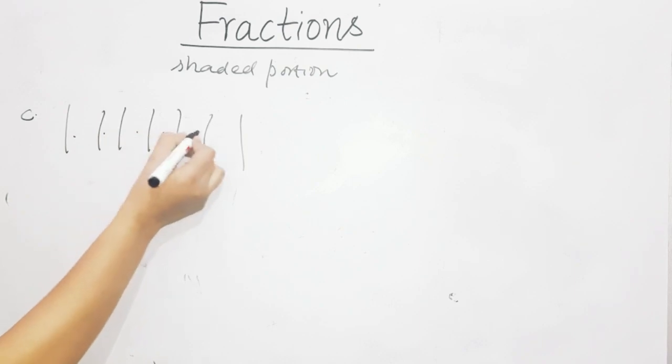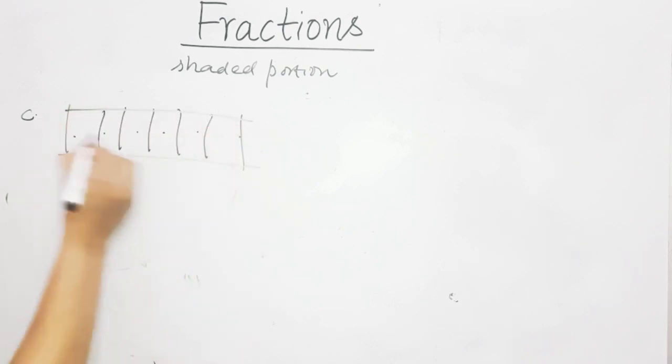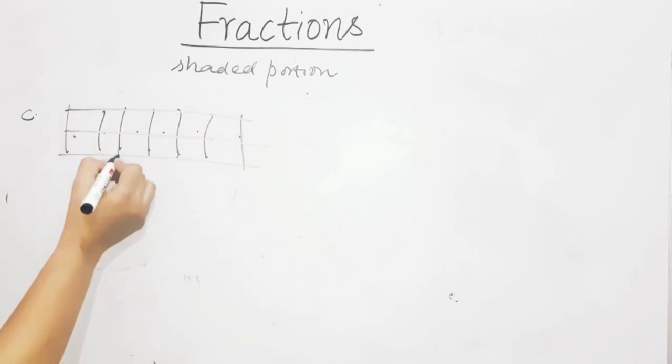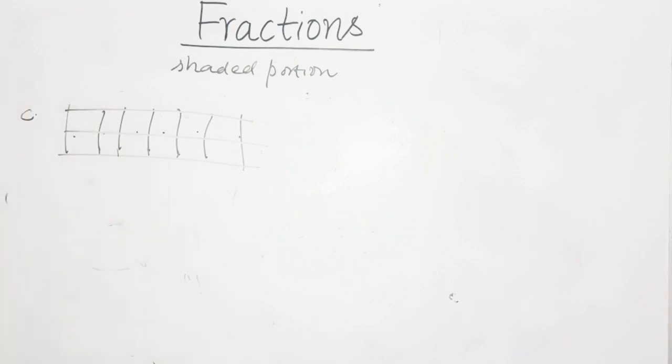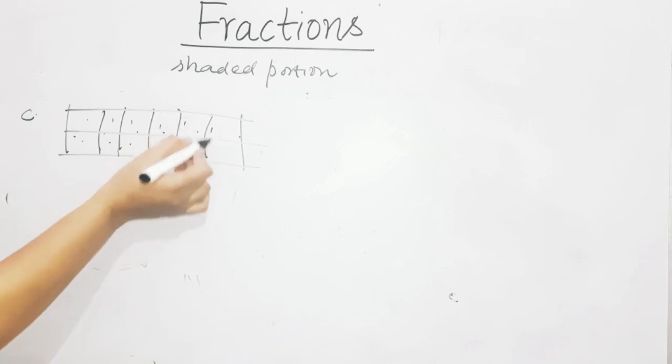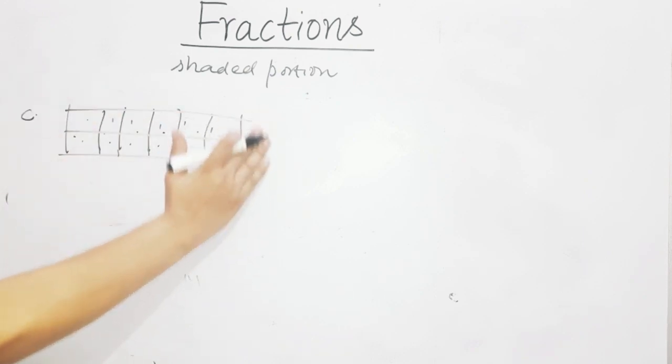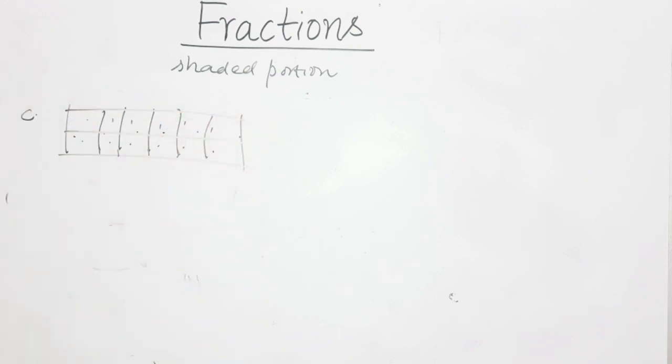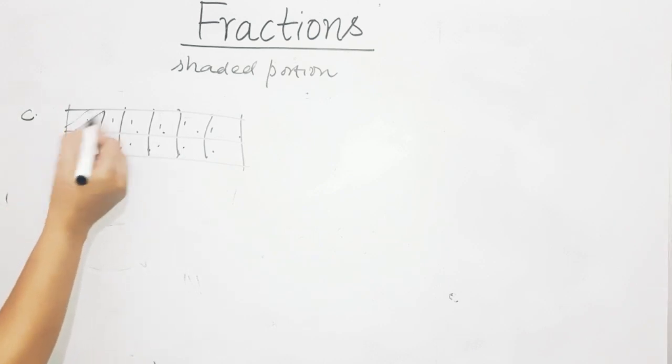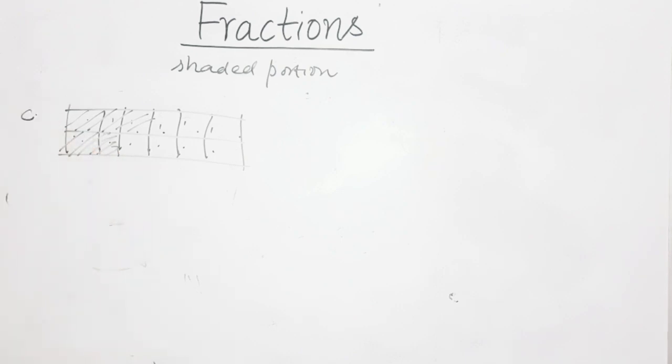1, 2, 3, 4, 5, 6, right? Now out of these, in total firstly we have to count how many are there here. 1, 2, 3, 4, 5, 6, 7, 8, 9, 10, 11, 12. So total 12 parts are there. Out of those 12 parts, how many parts are shaded? 5 parts are shaded. So what will be the fraction for the shaded portion?